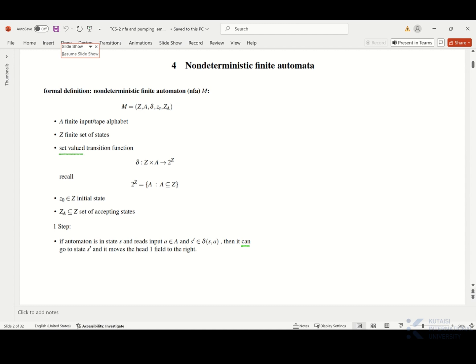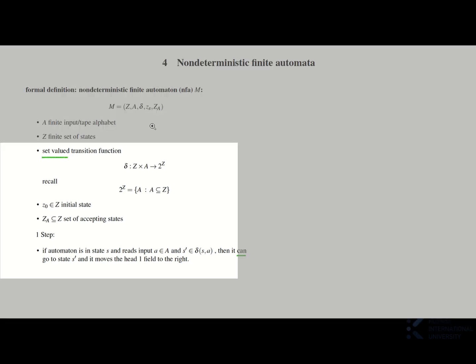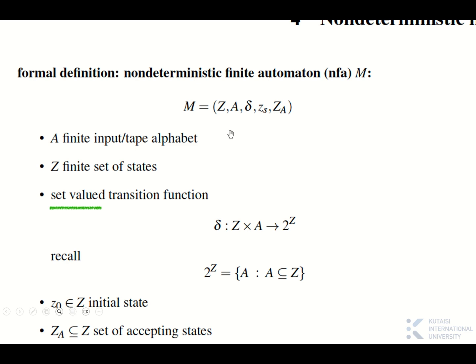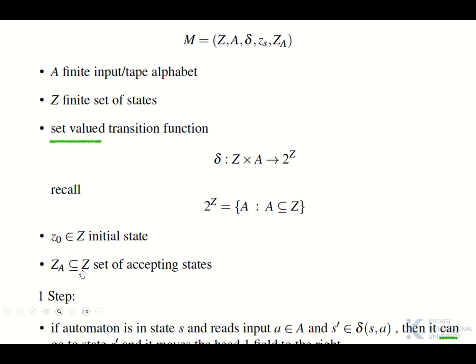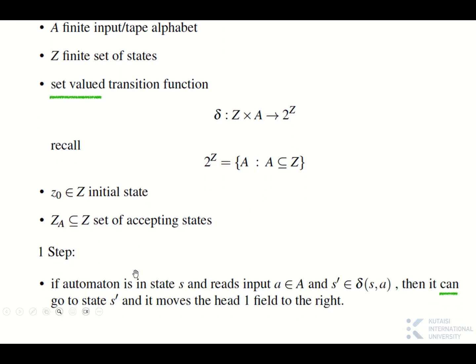So let's enlarge this. What is the official definition of an NFA, a non-deterministic finite automaton? It's the same exact thing. I have a finite tape, so this is an input tape, my alphabet. I have a finite set of states. However, the only difference is that my delta is now set valued. For every z and every a, I get a set. Again, I have an initial state and some accepting states.